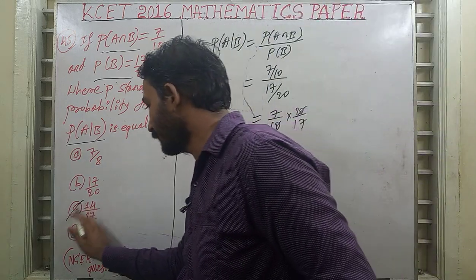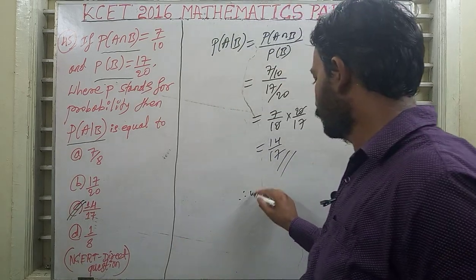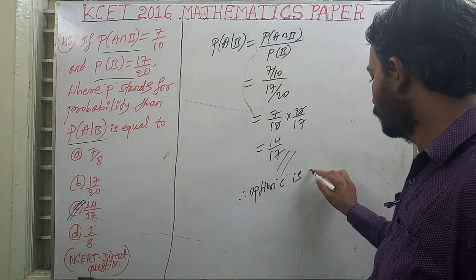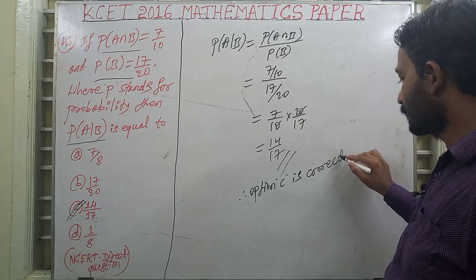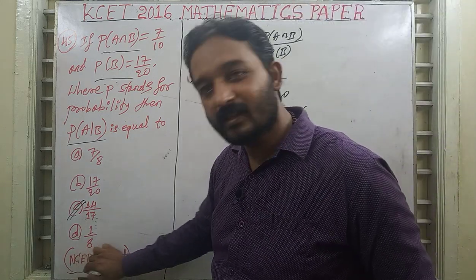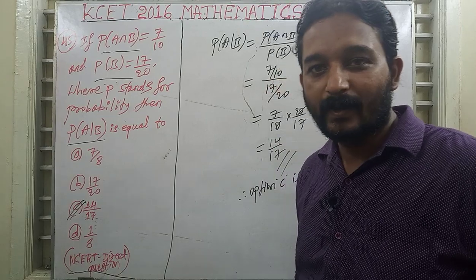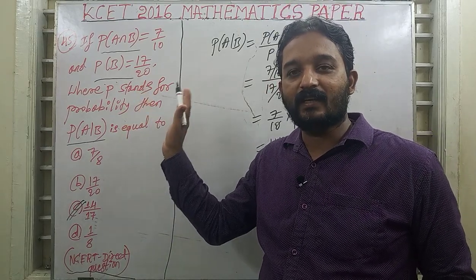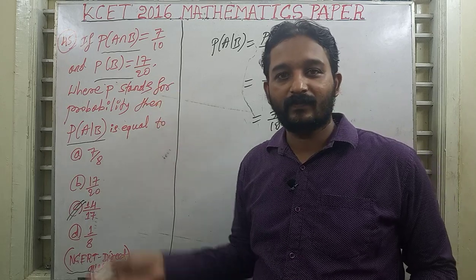Option C is correct. Therefore, option C is the answer. This is an NCERT direct question. All the students can attempt this question easily because they have already solved these types of questions in the NCERT textbook. So many problems are there. So take down.